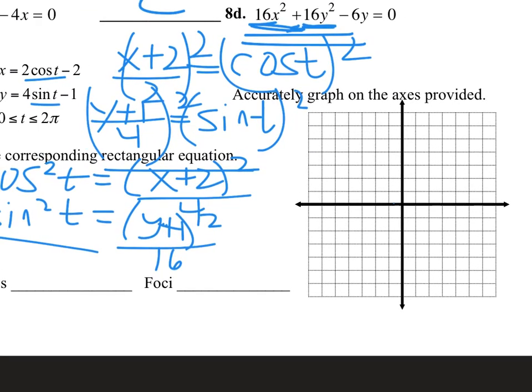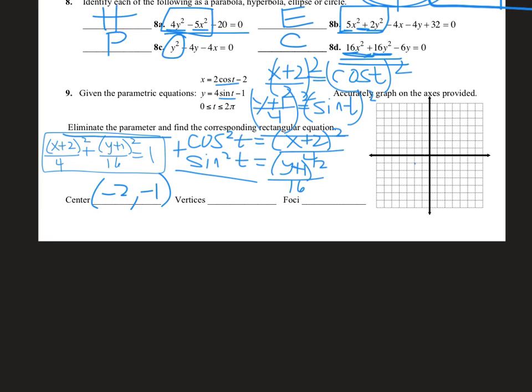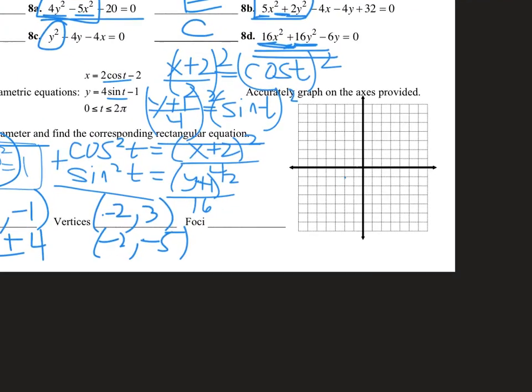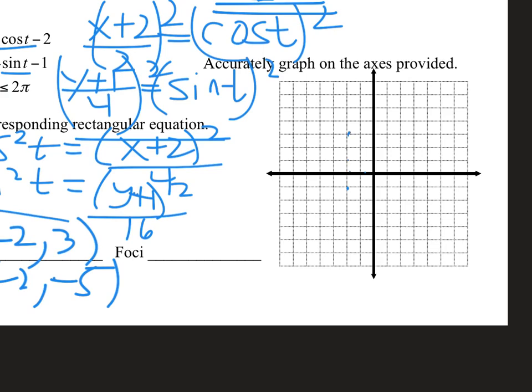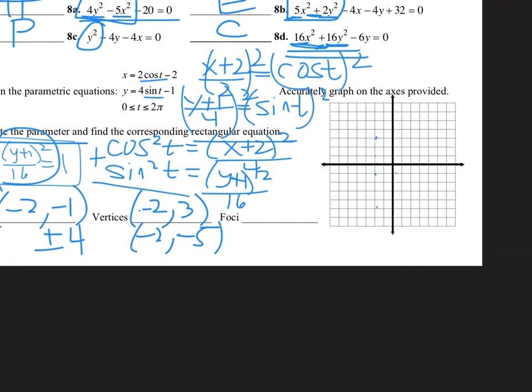So we'll go over here and we'll graph -2, -1. And the vertices, of course, are going to be to add or subtract 4. The vertices are the farthest away, so we're going to add or subtract 4 to the y value. So that would be at -2, 3, and -2, -5. You can plot those by going up and down a distance of 4. And then finally you'd go left and right a distance of 2. And there's your ellipse.